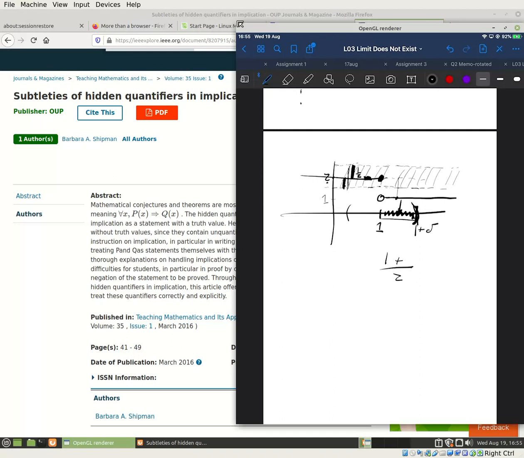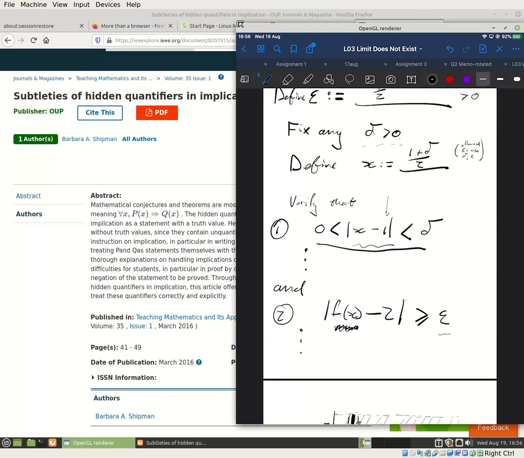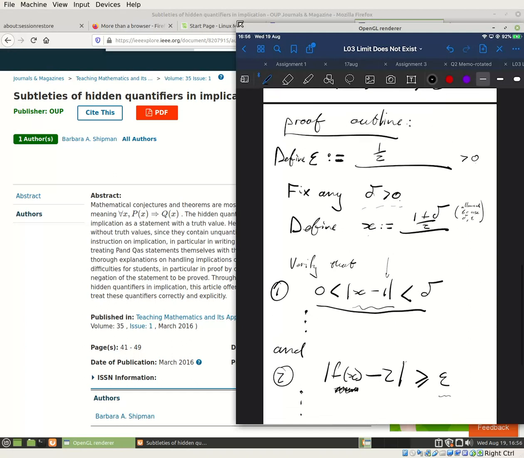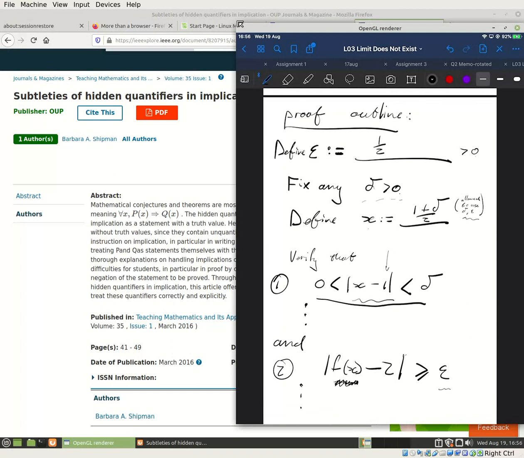So this point here is 1 plus delta, and we want to take exactly the point in the middle. What should that be? What is that point in the middle? That is the average, 1 plus delta over 2. So we define our x to be 1 plus delta over 2. And now we see here we use this delta.